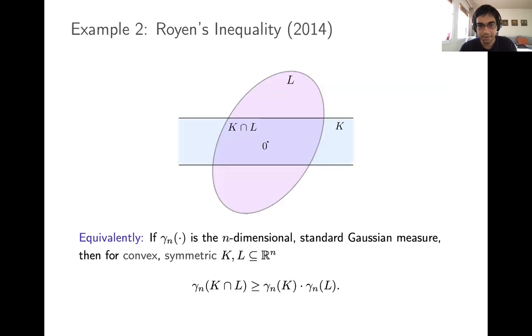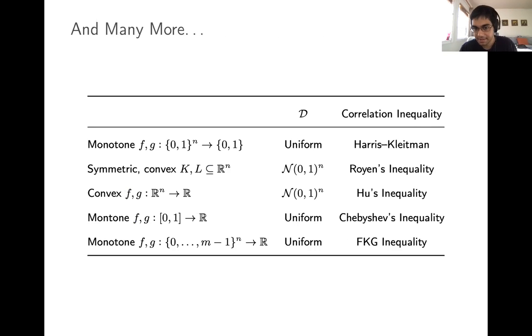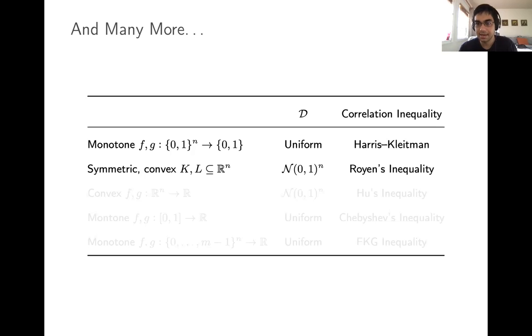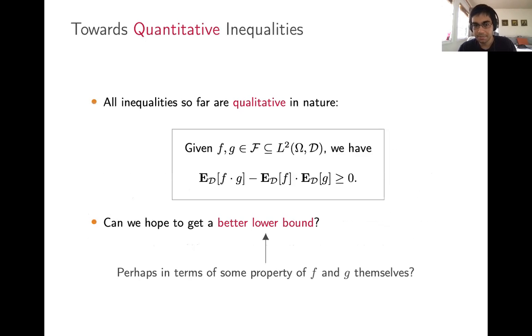Another way of stating Royen's inequality is as follows. It says that the Gaussian measure of the intersection of two symmetric convex sets is at least the product of the Gaussian measures of the sets themselves. And there are many other correlation inequalities for different interesting classes of functions and a bunch of different domains. But in this video, we'll just be focusing on the two examples we just saw, the Harris-Kleitman inequality and Royen's inequality.